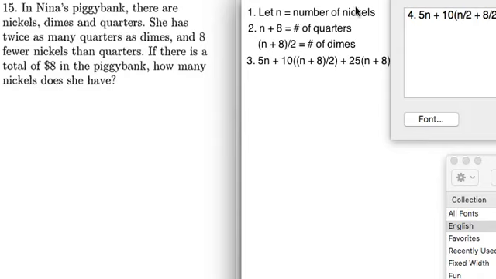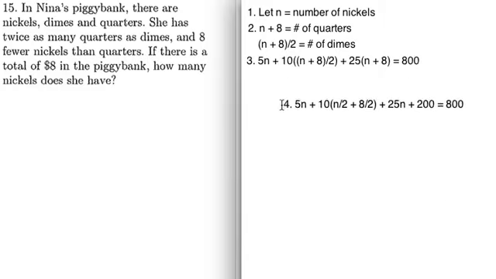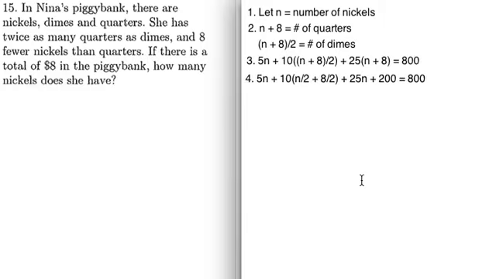And then I can already distribute 25 times n plus 8. That's going to become 25n plus 25 times 8, which is 200. And all this is equal to 800. So far, I've got this. Now I've got to distribute this 10 in here, right? So this is going to continue on.